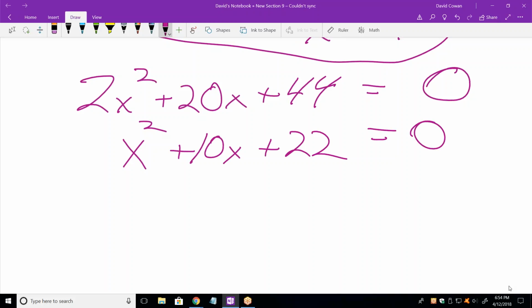Are there factors of 22 that add to 10? There's 11 and 2 and that's it. Both of those are prime numbers. Once you get two prime numbers, you're not going to find any other factors. So 11 and 2 do not add to 10, which means I cannot factor this. So I got two choices. I can use the quadratic formula or I can complete the square. If I'm going to complete the square, then I'm going to stick that 22 on the other side.